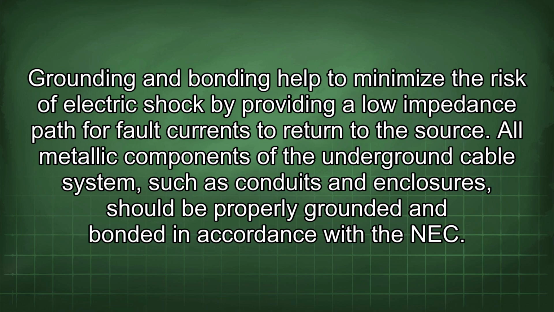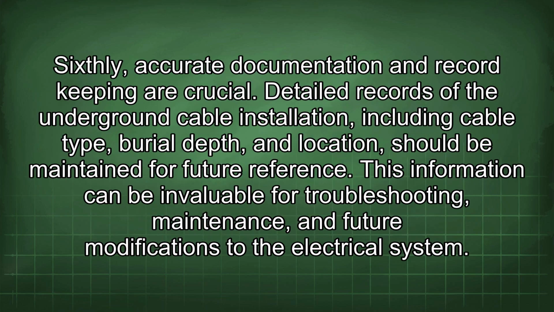All metallic components of the underground cable system, such as conduits and enclosures, should be properly grounded and bonded in accordance with the NEC. Sixthly, accurate documentation and record keeping are crucial. Detailed records of the underground cable installation, including cable type, burial depth, and location, should be maintained for future reference. This information can be invaluable for troubleshooting, maintenance, and future modifications to the electrical system.